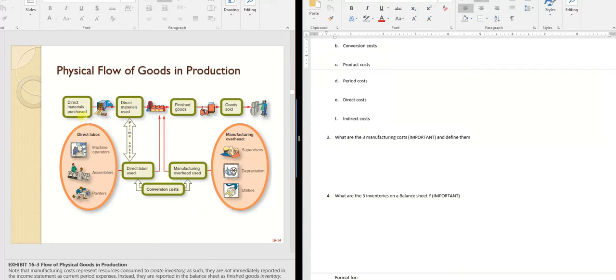But notice how basically I have my direct materials, they go into the manufacturing process. Also, direct labor goes into it. I use electricity, those types of things, and I have finished product. It goes to cost of goods sold. So that's the physical flow of goods. So just kind of picture it in your mind.